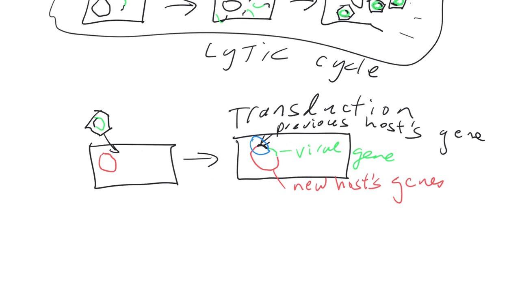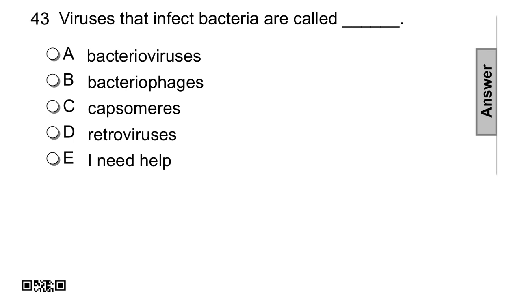And that might be a benefit because that adds genetic variety to the host. It could be resistance to bacteria. It could be some gene that produces an adaptive protein that increases the survivability of the host. So transduction could be a good thing for the host cell. Okay, viruses that infect bacteria are called bacteriophages. They eat bacteria. Phage means eat.